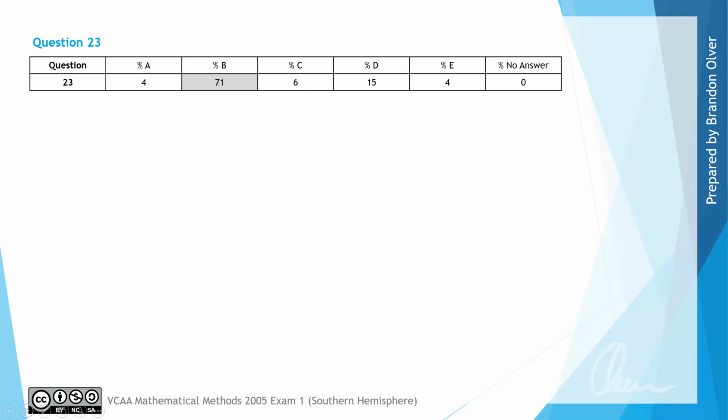And from the examiner's report, we can see that 71% of students got this answer correct, which is fairly well done at this stage, with the most common incorrect answer being option D. And option D is the answer you would have obtained if you had calculated a tangent line instead of a normal line, which was what was asked for in the question. So that can explain why 15% of students got that question wrong. They calculated the wrong type of line.